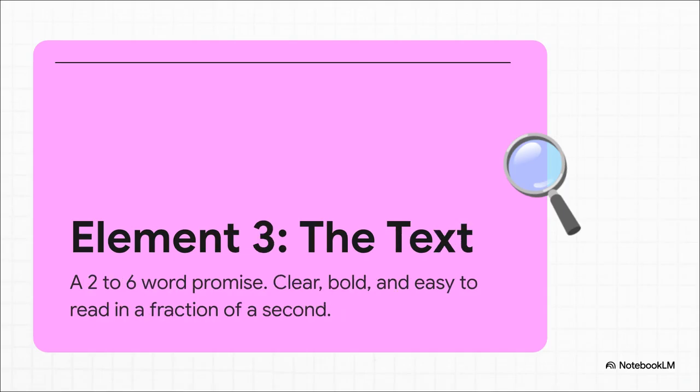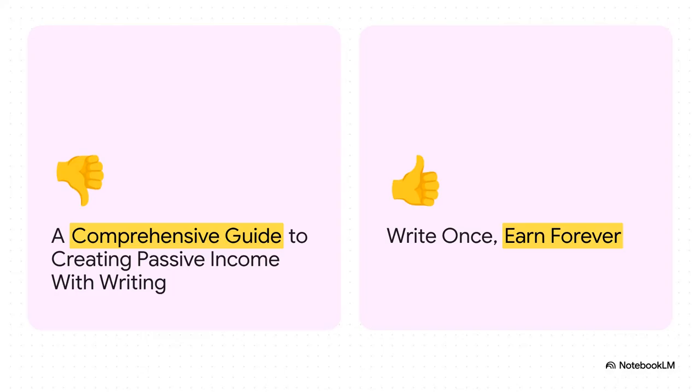And finally, element 3 is the text. Now, the rule here is super strict. We're talking 2 to 6 words maximum. And honestly, 3 or 4 is usually the sweet spot. And you have to remember, this text is not a description of what's in the video. It is a promise to the viewer. It has to be big, bold, and so clear that they can read it and get the value prop in a split second.